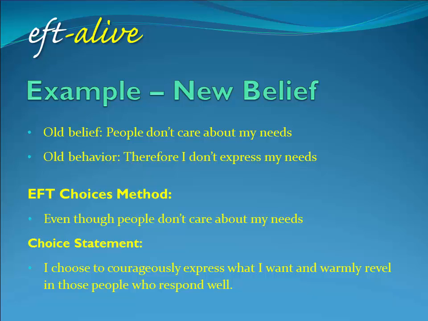Now, these two examples that I gave you, the one for choose to be surprised and delighted by how fascinating everyone is, or this one, these are appealing to me, but what you need to do is come up with a choice that's appealing to you. Everybody has what works for them. There are no universal choice statements that are going to work for everybody. So you want to come up with phrases and ways of describing it that are appealing to you.